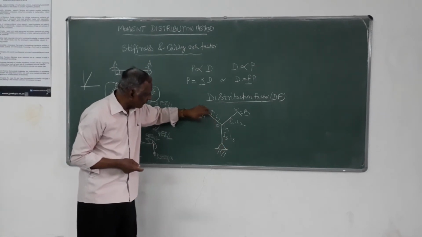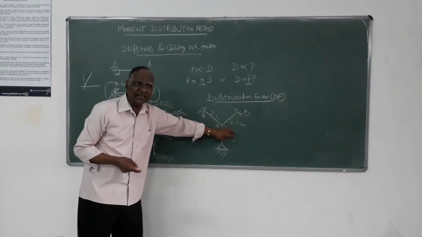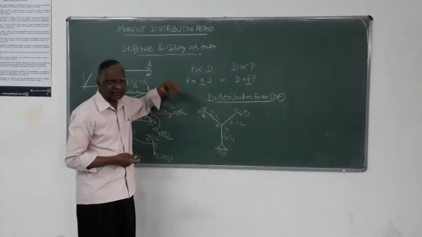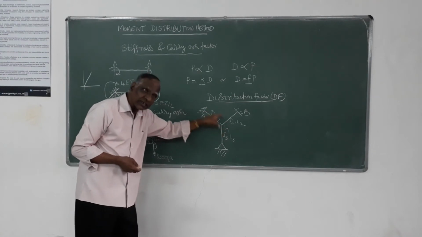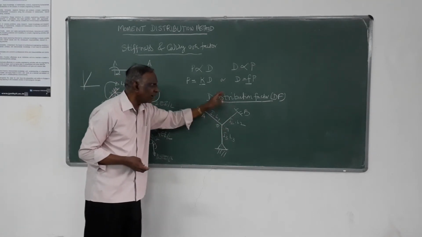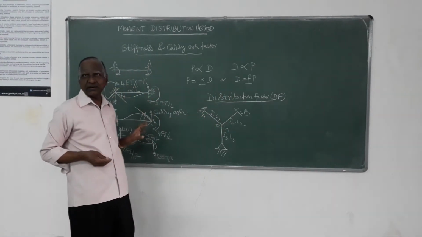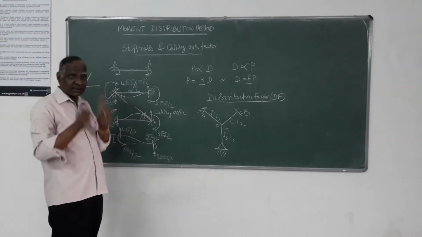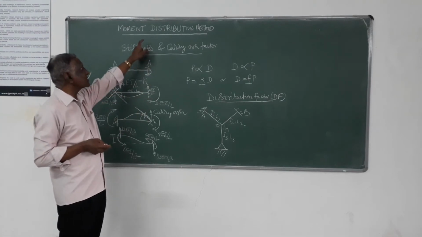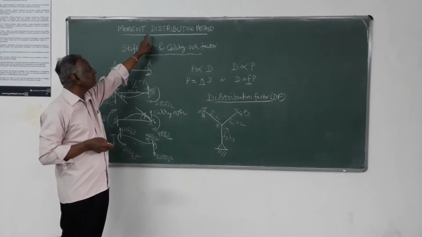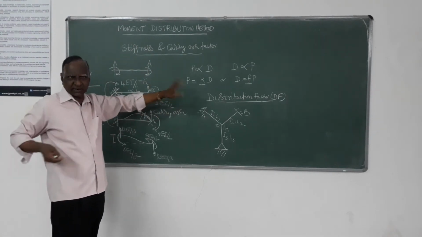Whereas the moment coming at this end need not go to these members. It will be absorbed there itself. But the moment coming at a continuous joint will be shared by these distribution factors. This is another important basic concept which one has to bear in mind while doing the moment distribution.